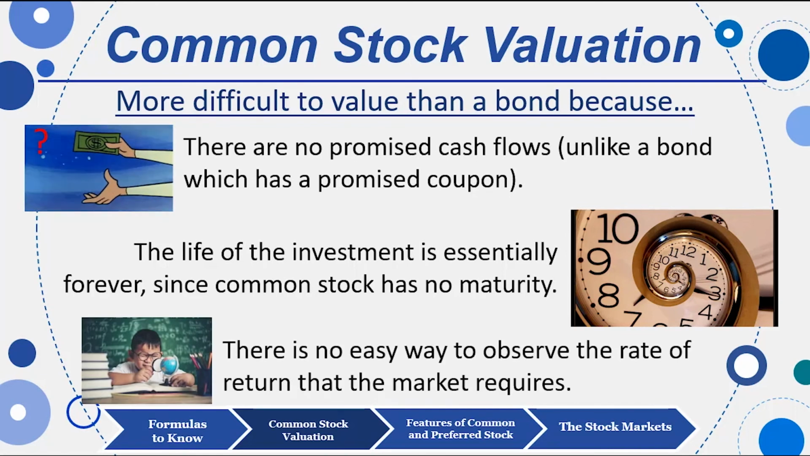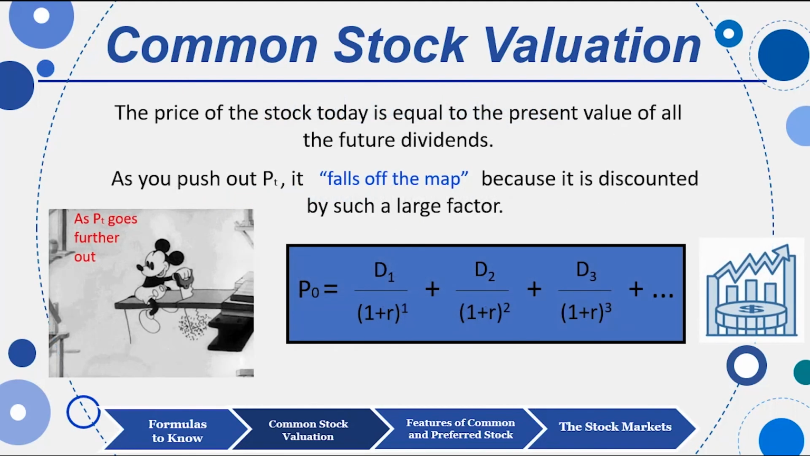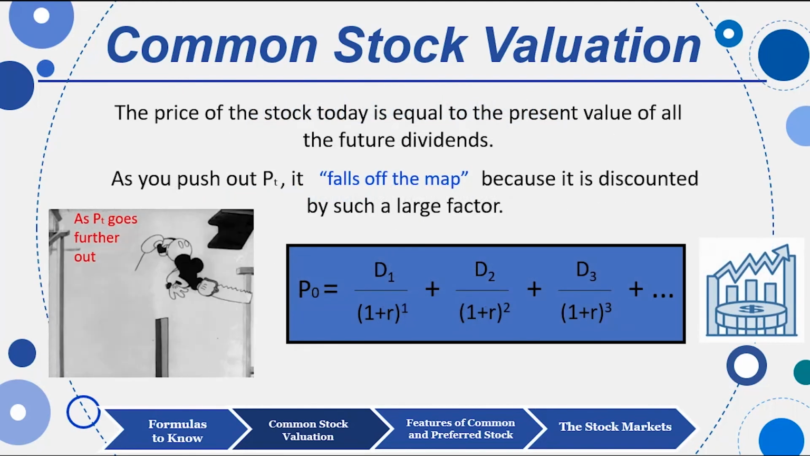There's no easy way to look at the rate of return like you can with a bond. You can see what all other bonds in the market are paying. No easy way to observe that regarding stock. So the general stock valuation equation is simply the present value of dividends in the future plus the price at some time in the future, price appreciation, and then discounting that all back to today. So that's the general method of stock valuation.